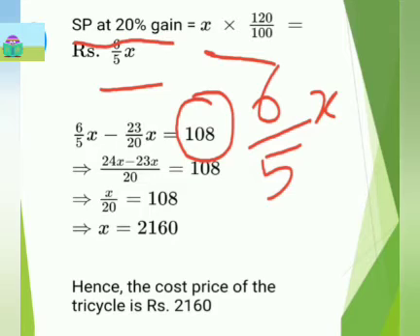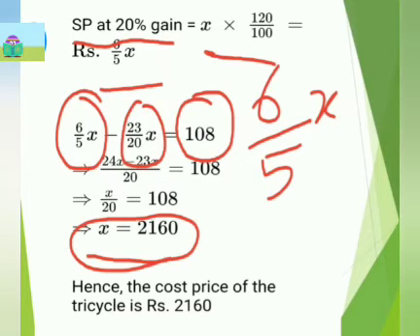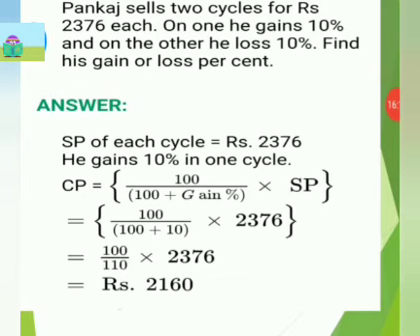So the selling price at a 20% gain is 6 upon 5 x. The selling price at 15% profit is 23 upon 20 x. And the difference of these two selling prices will be equal to the extra money that the shopkeeper will earn, that is 108. Now you solve it. After solving you will get the answer. X will be equal to 2160. That means the cost price of the tricycle is rupees 2160.